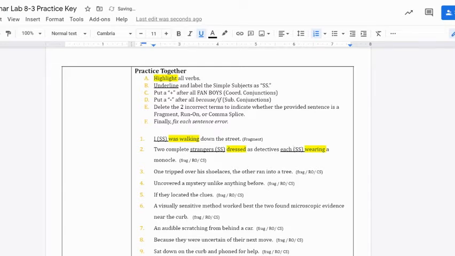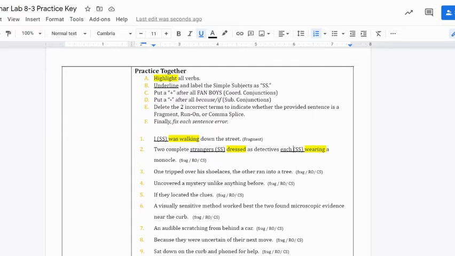So now, again, looking at this, I'm going to keep checking for FANBOYS. Again, don't jump to the end. Follow your steps. It'll take you to the place where you know what you're doing, kind of like showing your work in a math problem. FANBOYS: for, and, nor, but, or, yet, so. None of those. Subordinating conjunctions: because, if, since. No, not any of those.